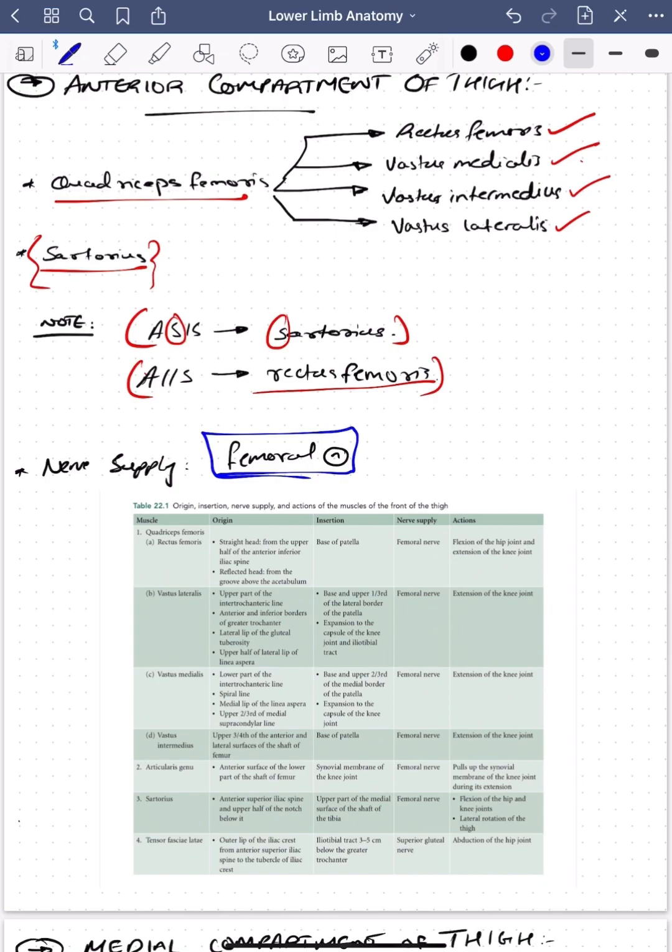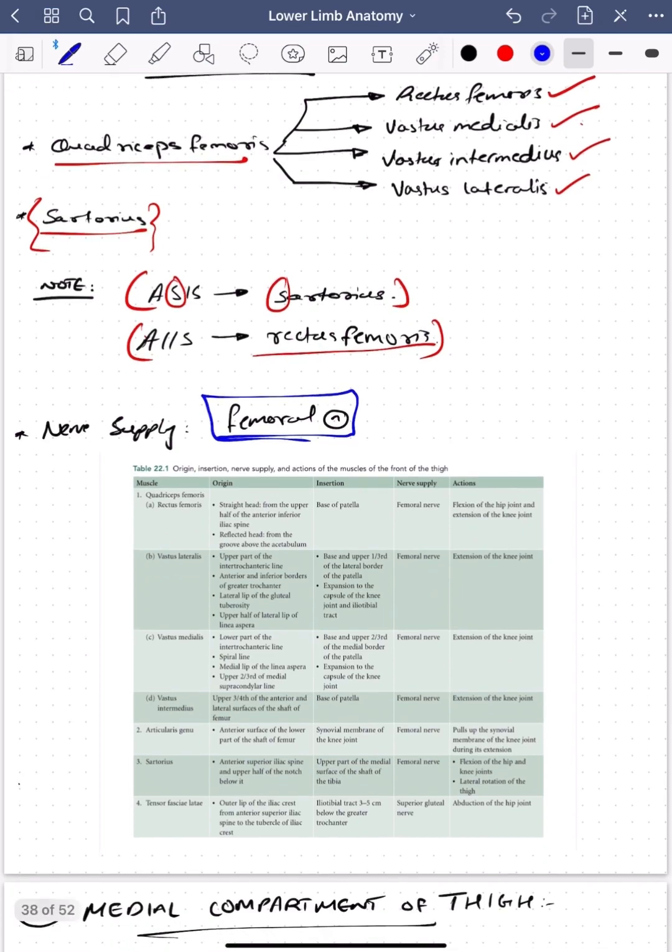Now I've included the table. You can pause the video right now and have a brief read through of the origin, insertion, and nerve supply. The actions of these muscles are not important. The individual actions are not important when we study a joint, for example the knee joint or the hip joint, like which muscles carry out a particular action of the joint. That's when we have to know the actions. So right now just knowing the names and nerve supply is enough. So we've discussed the anterior compartment.